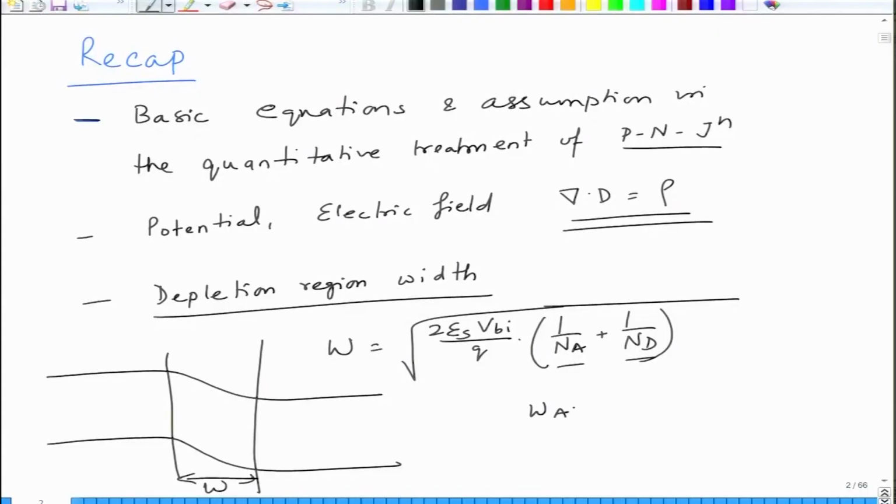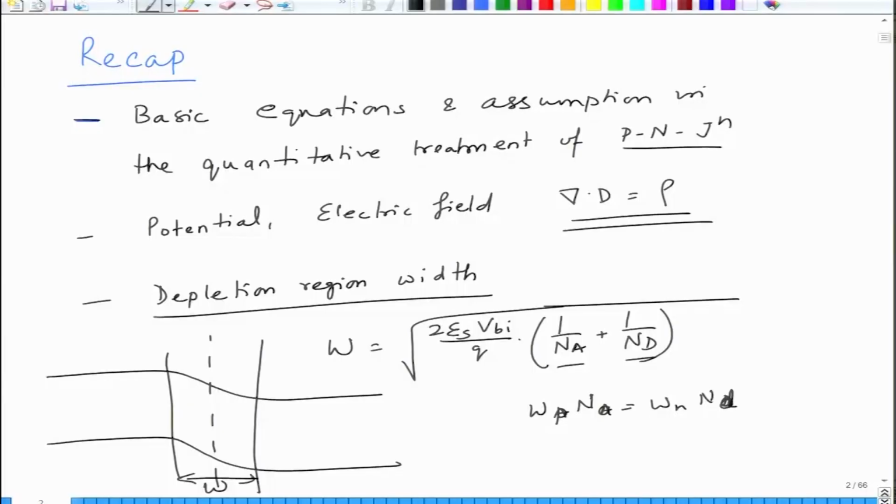It also tells us in some sense, because we know that Wp Na is equal to Wn Nd, that if the P side is heavily doped compared to the N side, the P side is narrower, or if the N side is more heavily doped compared to the P side, the N side is narrower. So this is the message of the previous lecture.